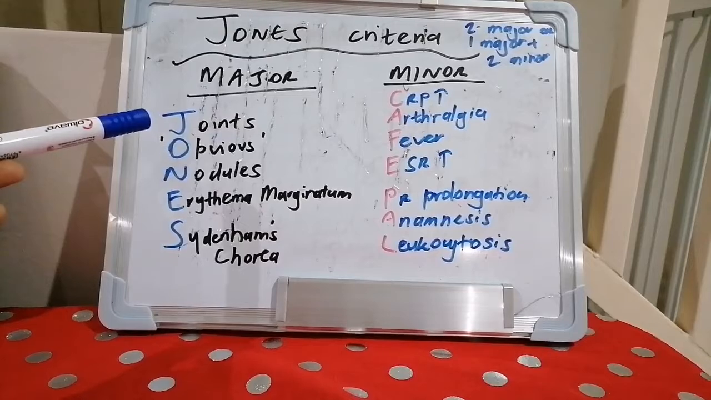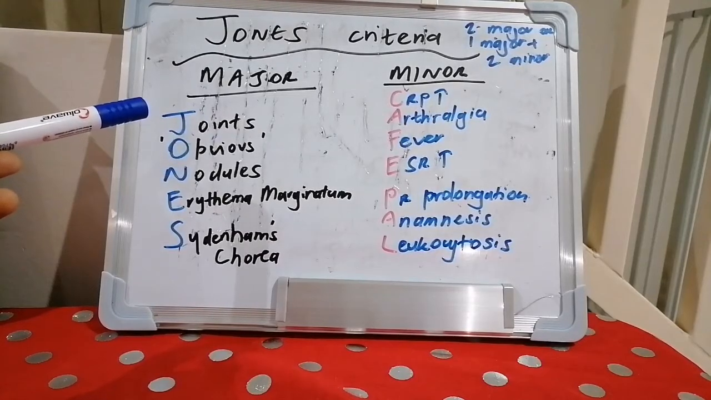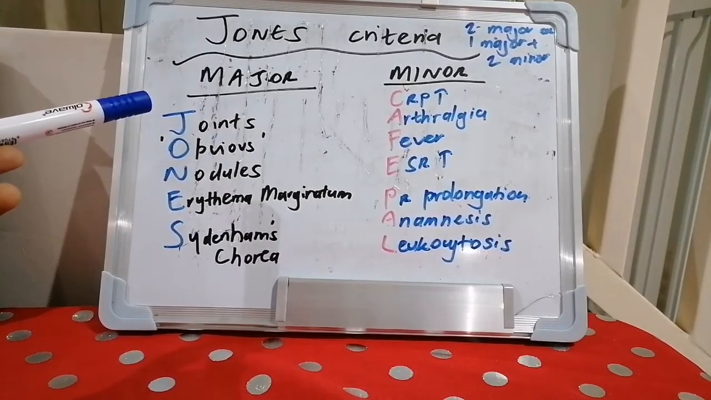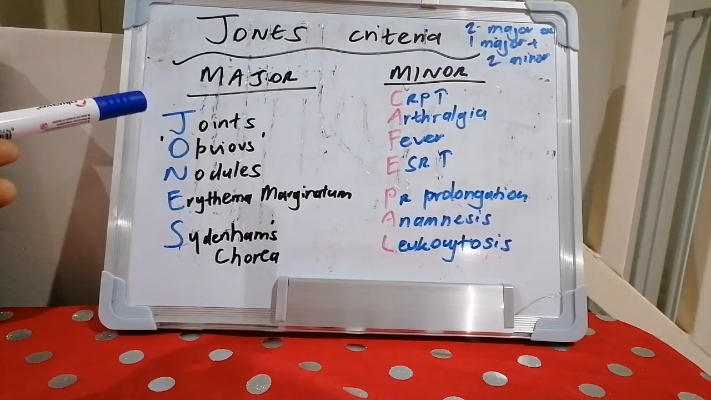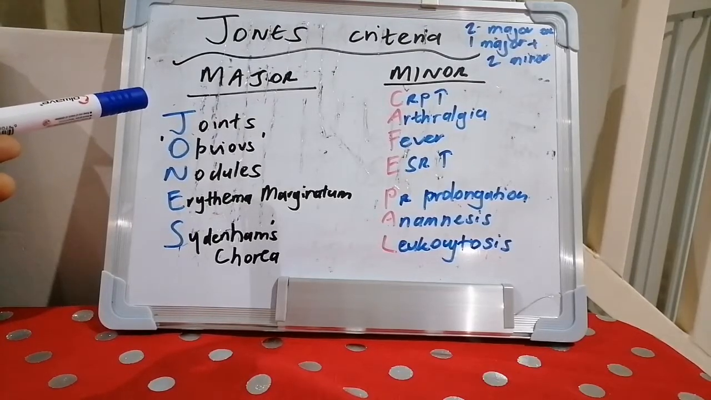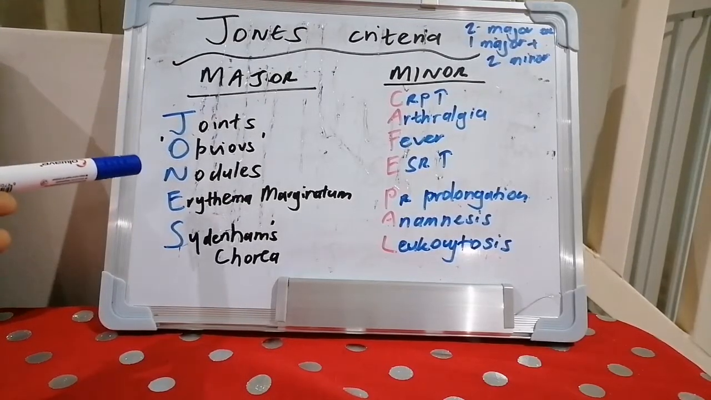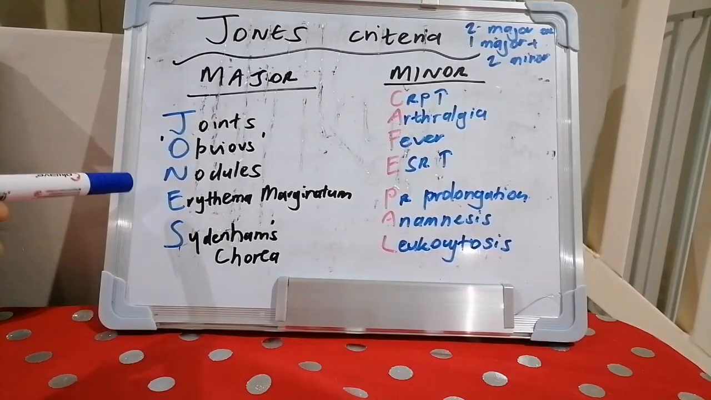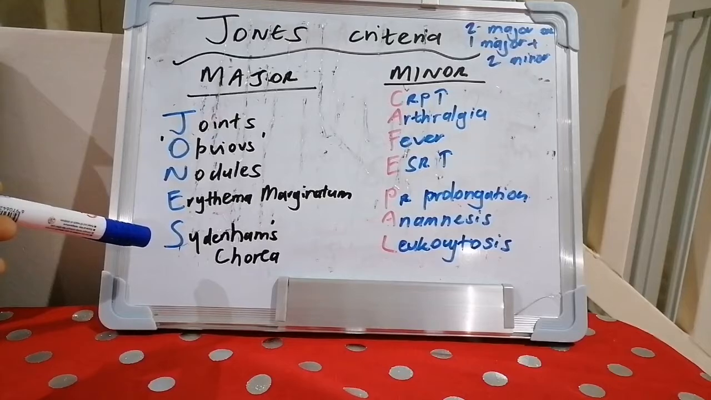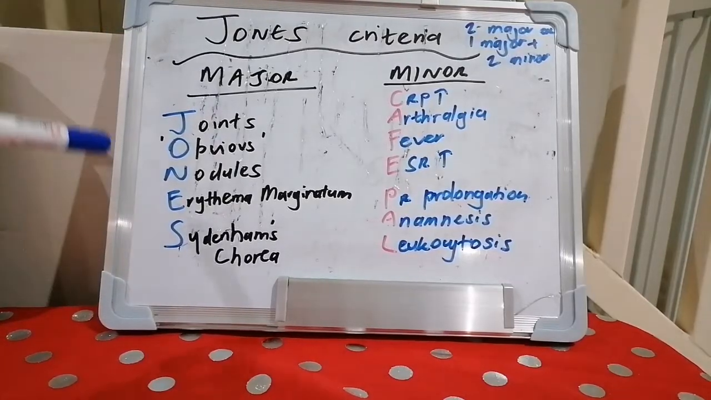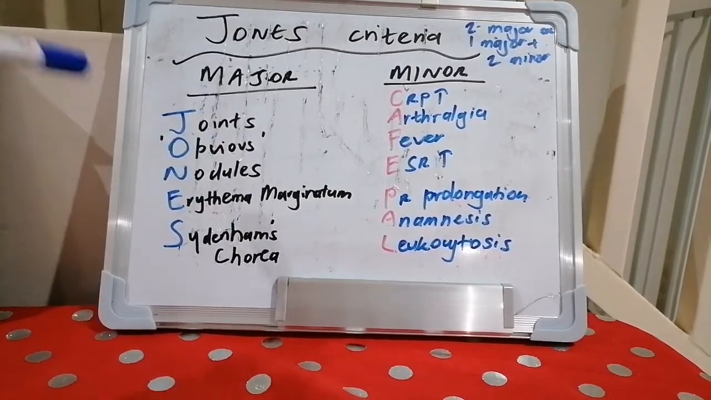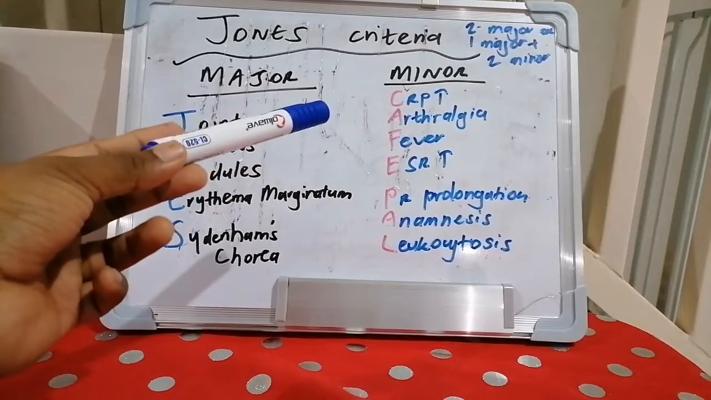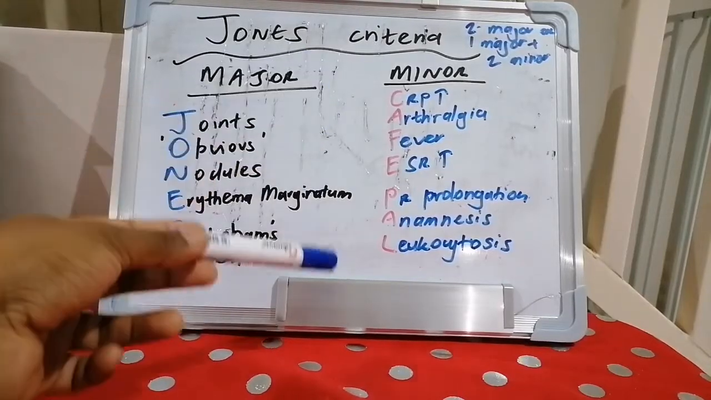So it can affect any layer of the heart, be it endocarditis in the way of a valvulitis, or myocarditis, or pericarditis. N speaks to subcutaneous nodules, mainly on the extensors. E is for erythema marginatum, and S for Sydenham chorea. So a handy way of remembering the major criteria is just by remembering Jones. Minor criteria, so the mnemonic there is CAFE PAL.